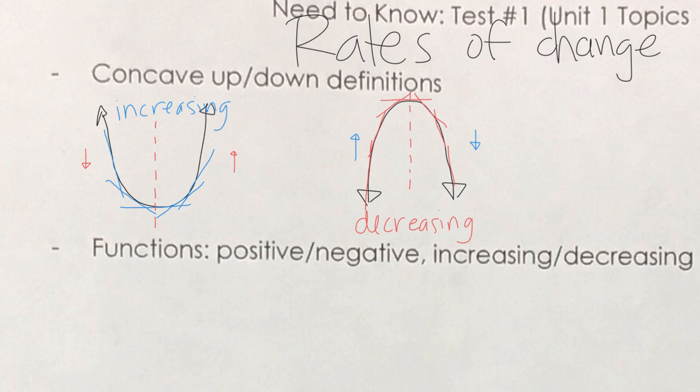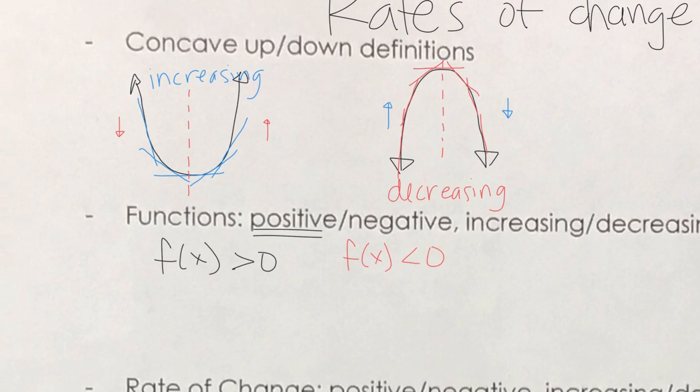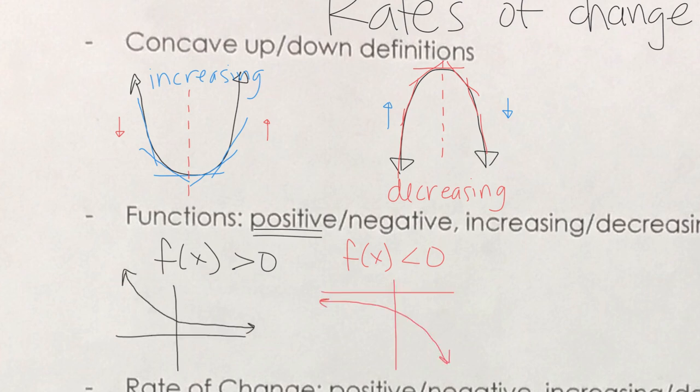Okay, so if your function is positive, that means all of the y values are greater than 0. And of course, if your function is negative, your y values are less than 0. So let me give you a graphical look at this. Okay, so here are some graphs. The y values are all above the x-axis. The y values are all below the x-axis.